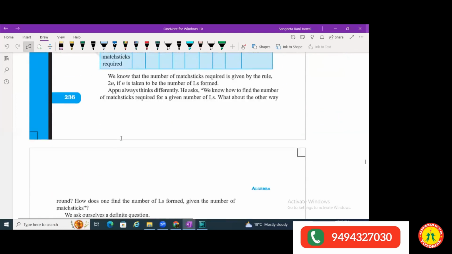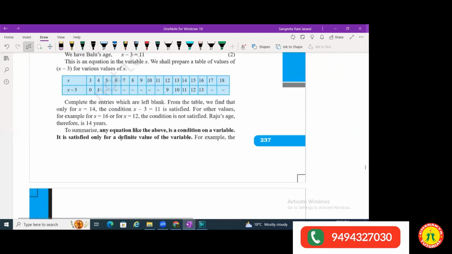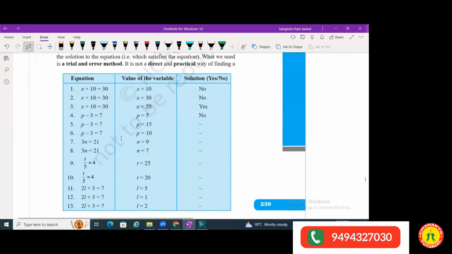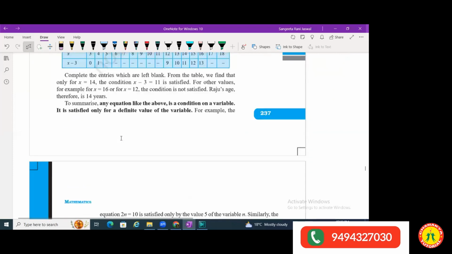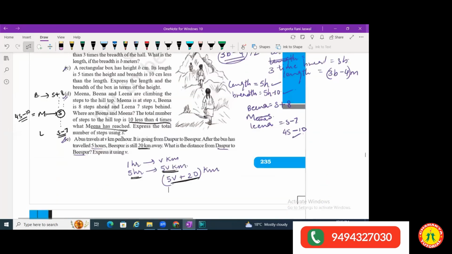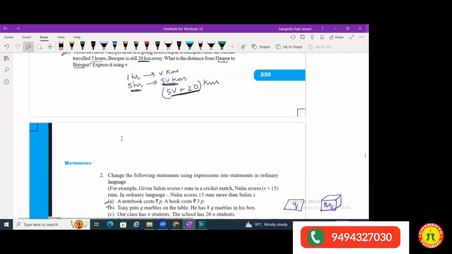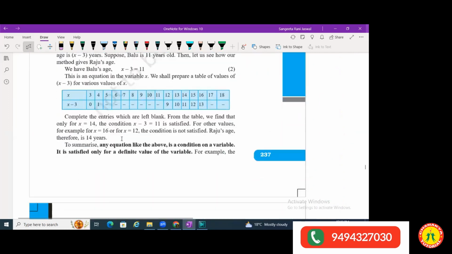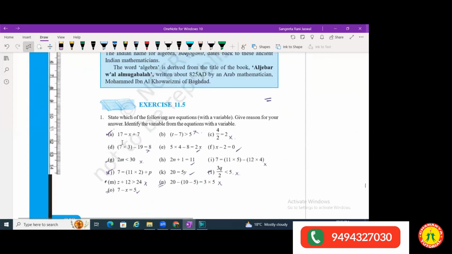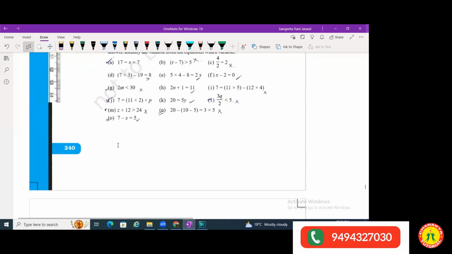We have done the exercises till 11.3 in the algebra chapter. So this was 11.4. That means we have done 9. This is all about this chapter.